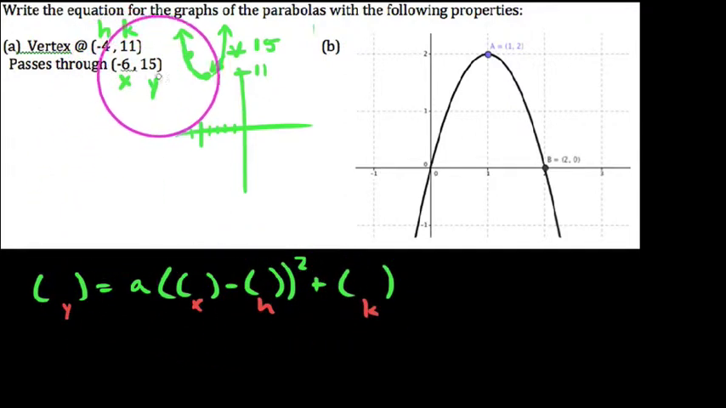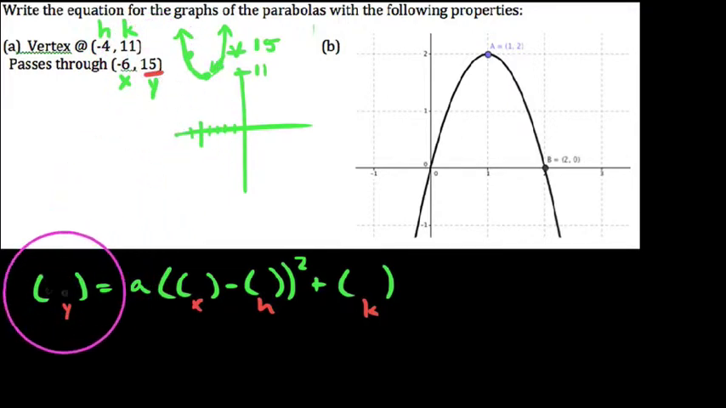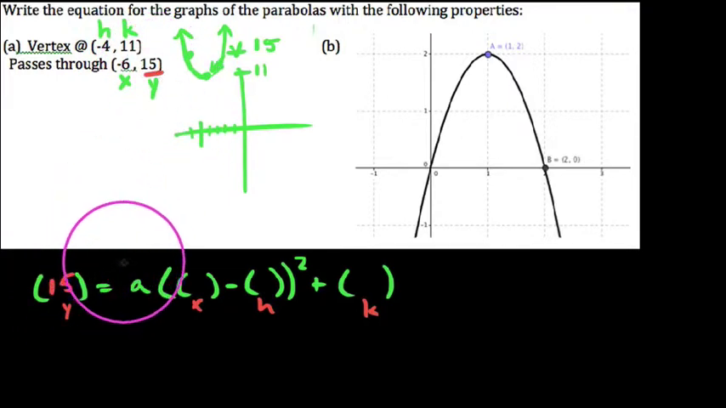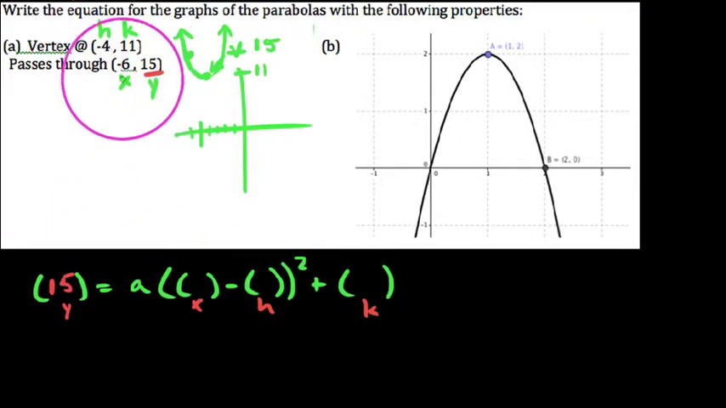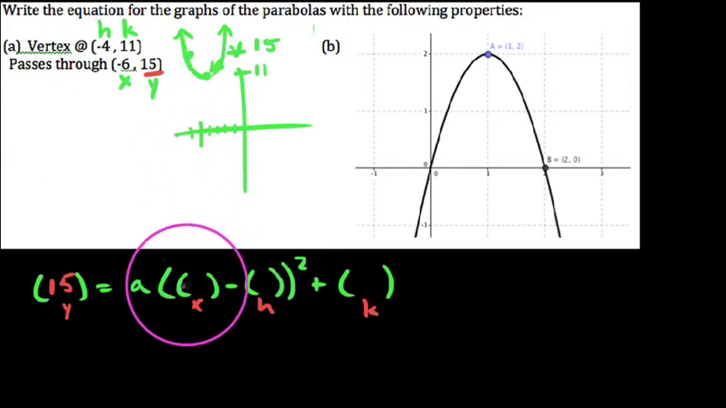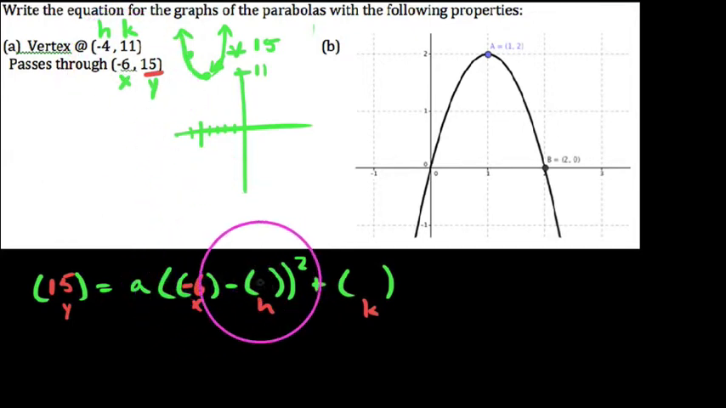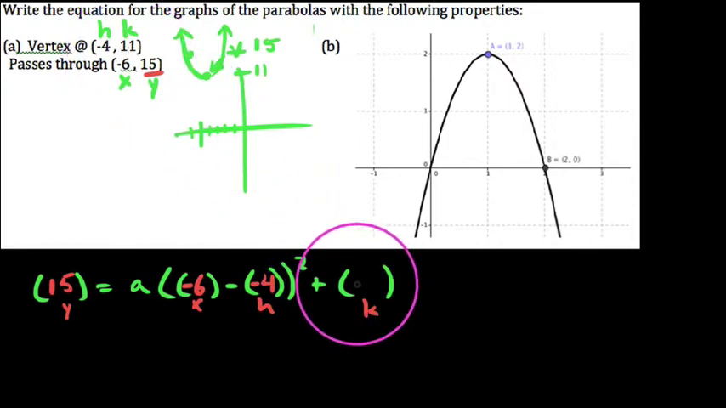And so the y value of the point on this graph is 15. We'll put a 15 over here. Let's see, we need an x value here. Well, the x value of the point on our graph is -6. Our h value, it seems, is -4. So we do have a double negative. It's very important you put in parentheses here. And then the k value is 11.